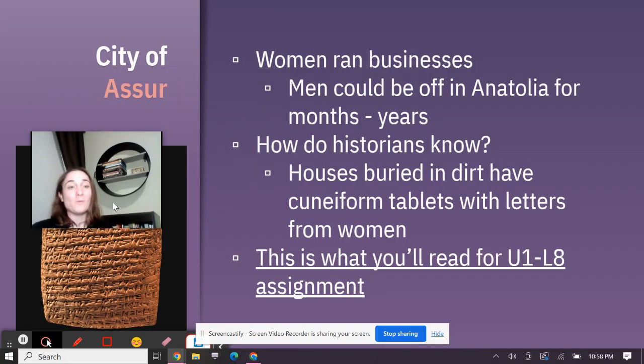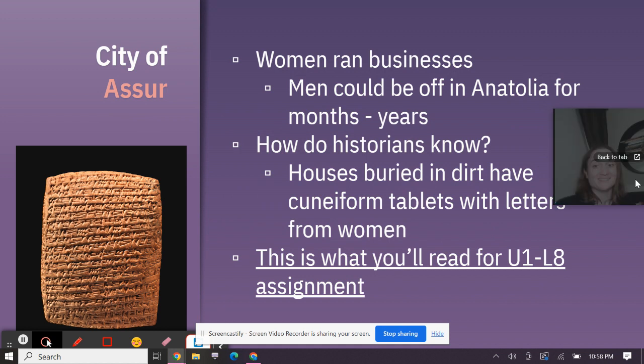That's right. The women ran the businesses, which is really cool. And there's a lot of text around these women running these businesses while the men are away on the caravans. So the men, it could be years for them to get from like Assyria to Babylonia and then back up to Anatolia. So how do historians know this happened?